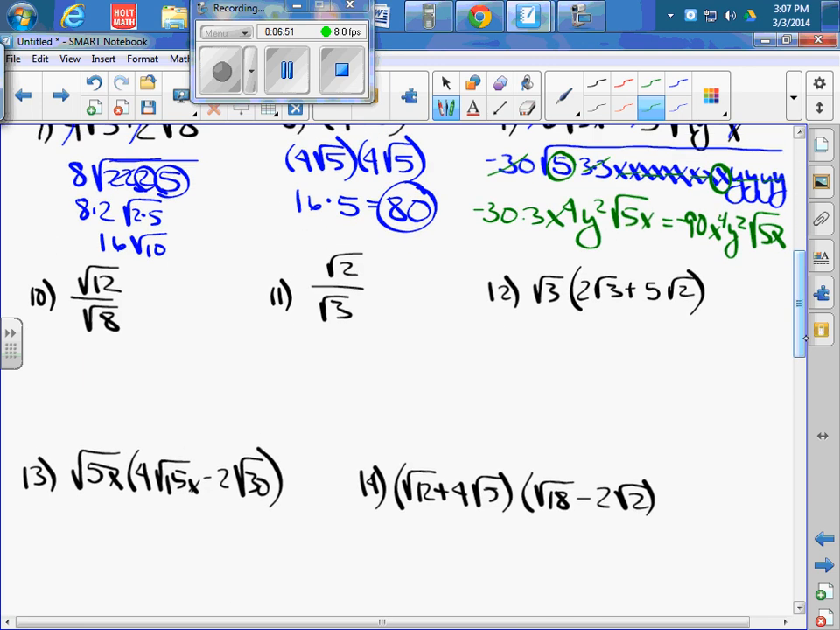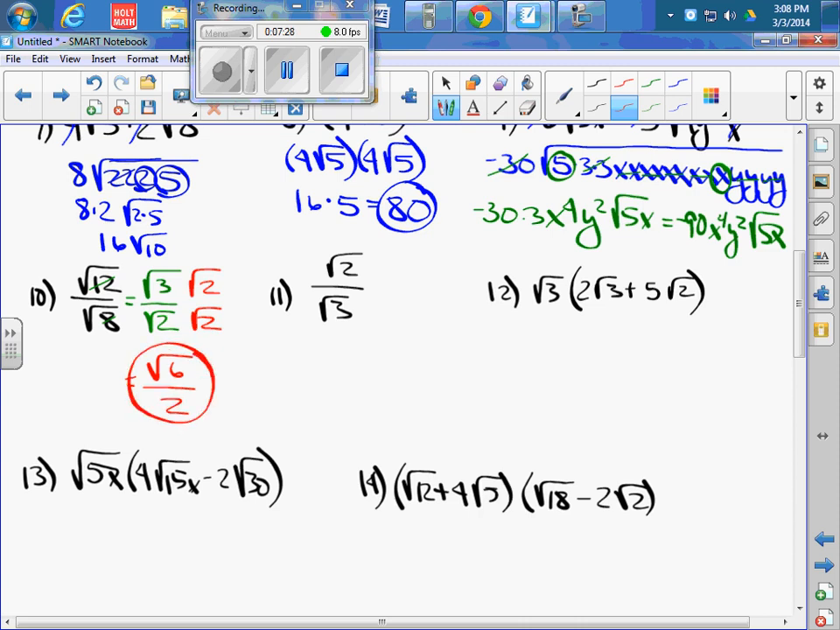Number 10. Again, goes back to when you can reduce your fractions. So 12 and 8 being underneath the radical sign can be reduced. And that'll be radical 3 over radical 2. 12 over 8 reduces to 3 over 2. Then we're going to rationalize the denominator. Radical 2 over radical 2. What's in the numerator? Radical 6. What's in the denominator? 2.